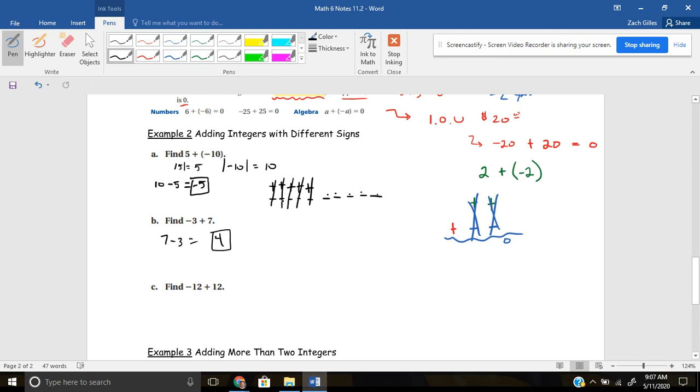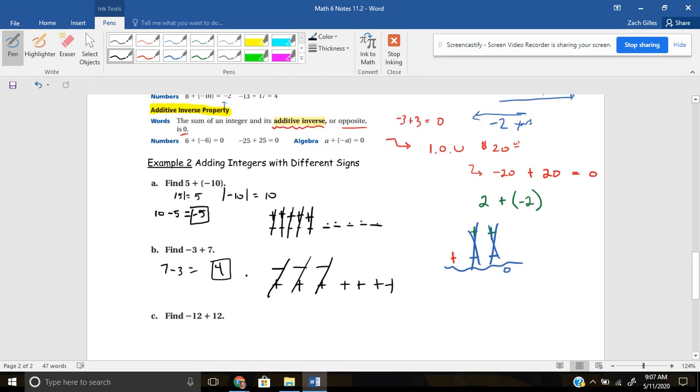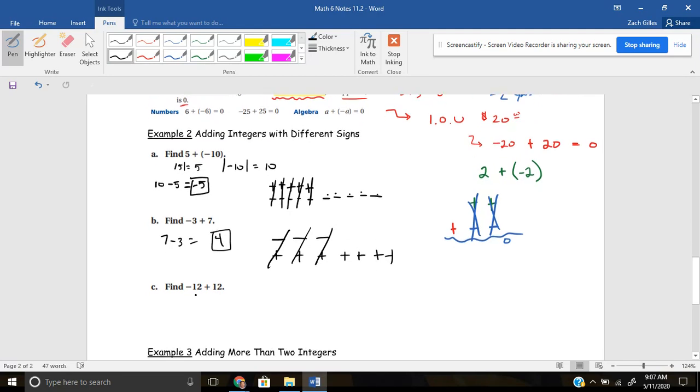If you want to think about it using integer counters, you have 3 negatives, 1, 2, 3, and you have 7 positives, 1, 2, 3, 4, 5, 6, 7. The -1 and +1 will cancel, and I have 1, 2, 3, 4 positives left. And lastly, for letter C, I have an example of the additive inverse, or opposites. Anytime you add opposites, you end up at 0.